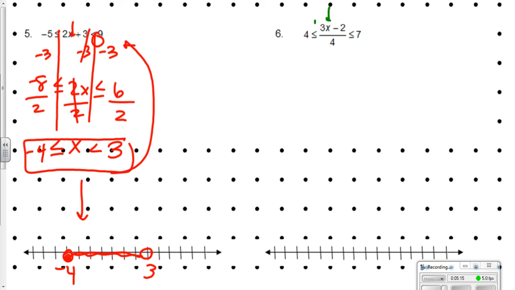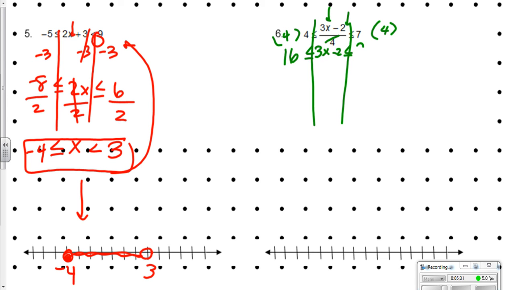Here's my x, right? I've got 3 pieces I'm going to work with. I'm going to multiply everything by 4. I've got this bodyguard here. Okay, so multiply all 3 parts by 4. It's hard to get a 4 written in here, but you get the point. The 4 cancels. On the left, I've got 16 is less than or equal to 3x minus 2, which is less than or equal to 28. Now I just keep going backwards. Plus 2 on all pieces. So 18 is less than or equal to 3x is less than or equal to 30. Divide by 3, divide by 3. 6 is less than or equal to x is less than or equal to 10.